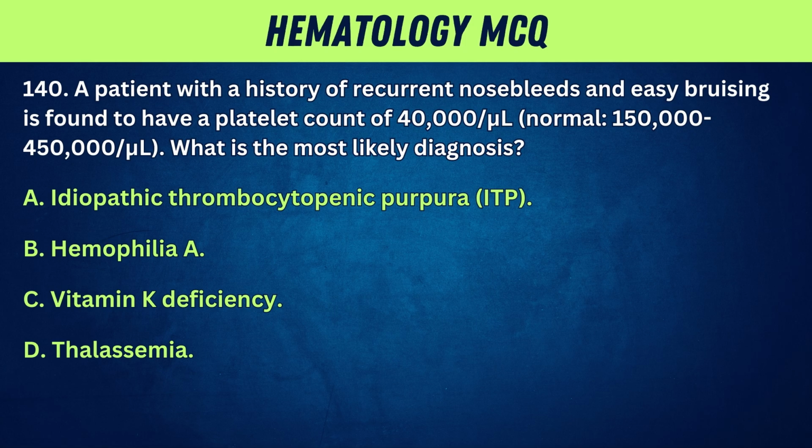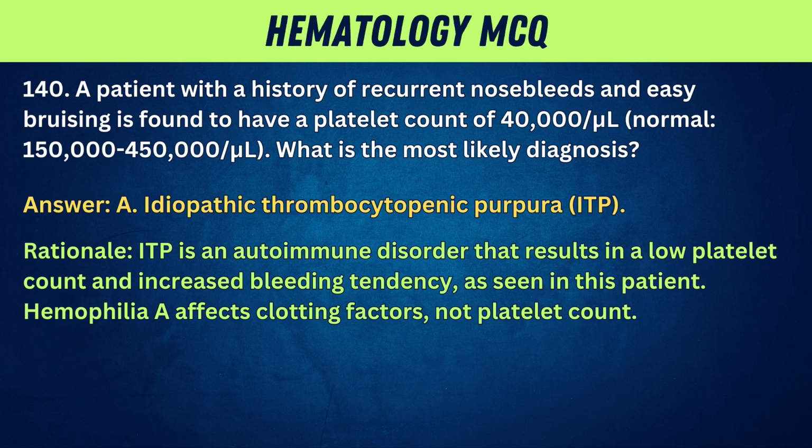150,000-450,000/L. What is the most likely diagnosis? A. Idiopathic thrombocytopenic purpura, ITP. B. Hemophilia A. C. Vitamin K deficiency. D. Thalassemia. Answer: A. Idiopathic thrombocytopenic purpura, ITP. Rationale: ITP is an autoimmune disorder that results in a low platelet count and increased bleeding tendency, as seen in this patient. Hemophilia A affects clotting factors, not platelet count.